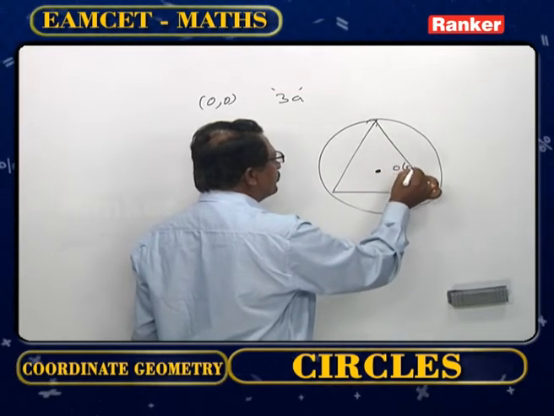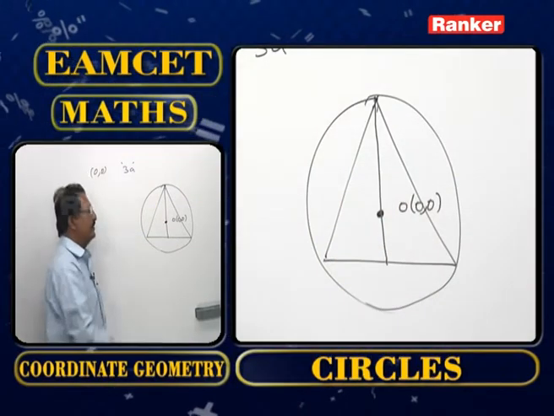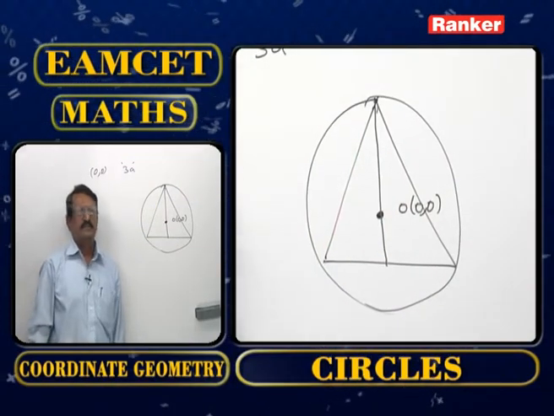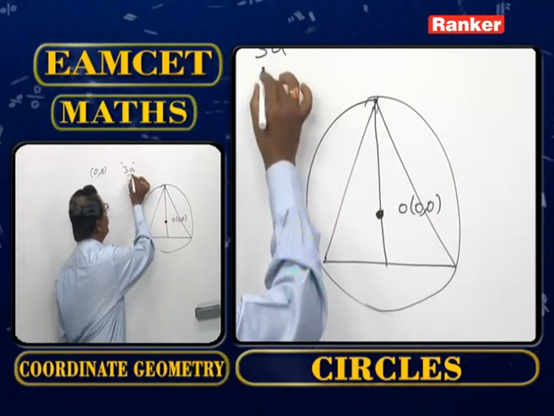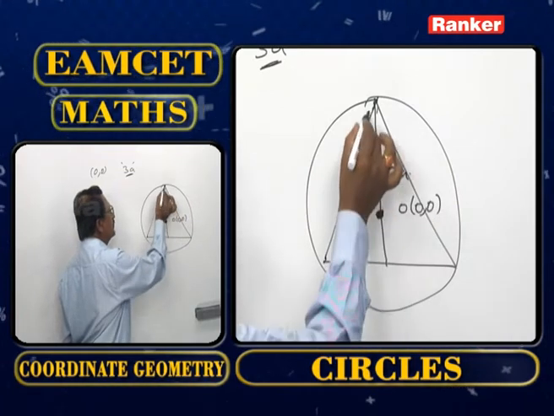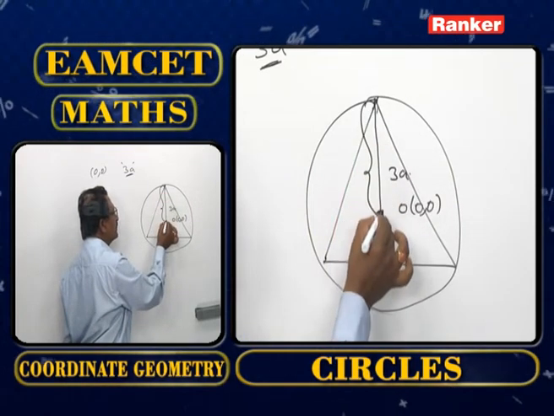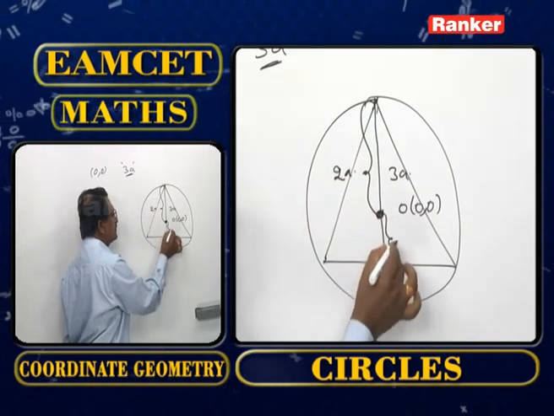Center origin and length of the median. For an equilateral triangle, median, altitude, and angular bisectors are all the same. Now the length of the median is given as 3a, so the distance between one vertex and the centroid is 2a, and the remaining distance is a.